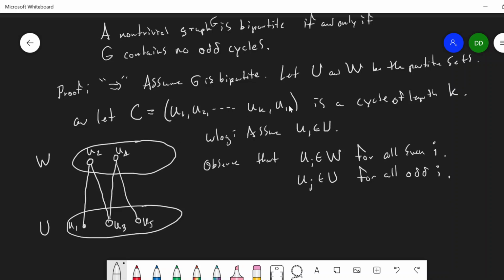So now, since my last vertex is U1, that must mean that UK is in W. So UK would have to be here, right? This could keep going back and forth, but the last one, UK, has to be here. So maybe I'll draw some dots there. In particular, K is even.